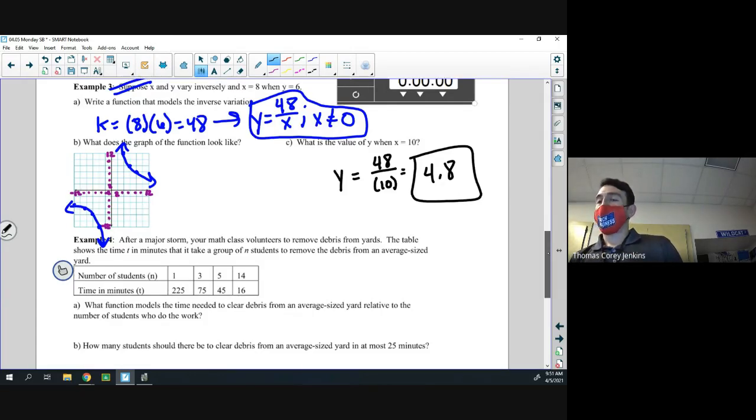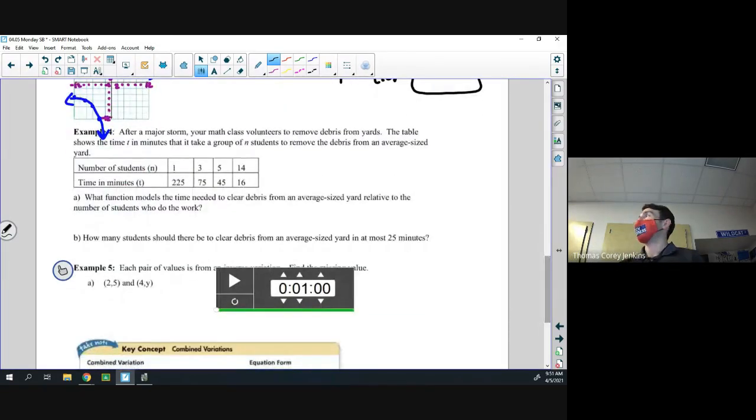Before we do this next one, the table doesn't really work as is, so let's change this last entry, instead of 14 and 16, to 15 and 15, because it doesn't work with 14 and 16. It says, after a major storm, your math class volunteers to remove debris from yards. The table shows the time, T, in minutes that it takes a group of N students to remove the debris from an average size yard. As N increases, T decreases, which makes sense because the more people we have cleaning up, the less time it's going to take.